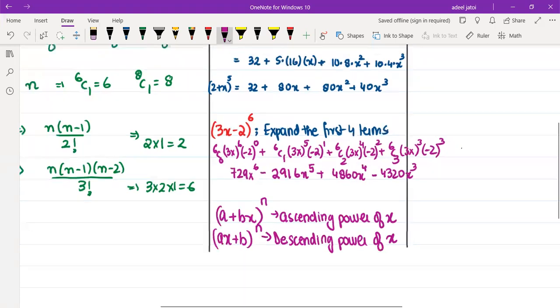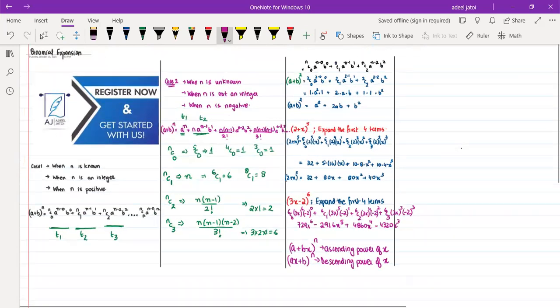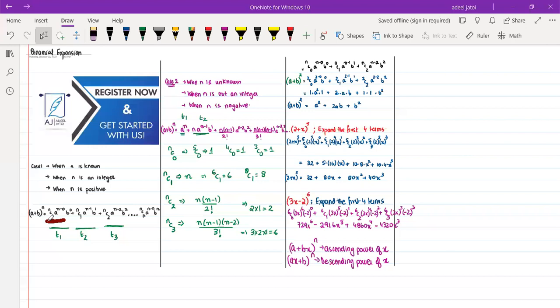We'll be doing that inshallah in the next lecture. But at the moment, what we are trying to understand is that formula, which is nC0, a to the power n minus 0, b to the power 0, nC1, a to the power n minus 1, b to the power 1, nC2, a to the power n minus 2, b to the power 2. This formula is very important for your AS level.